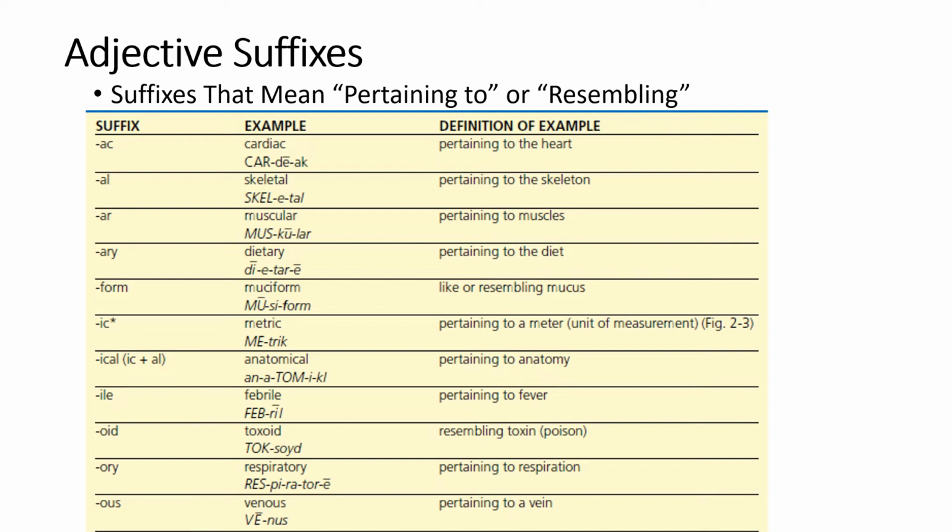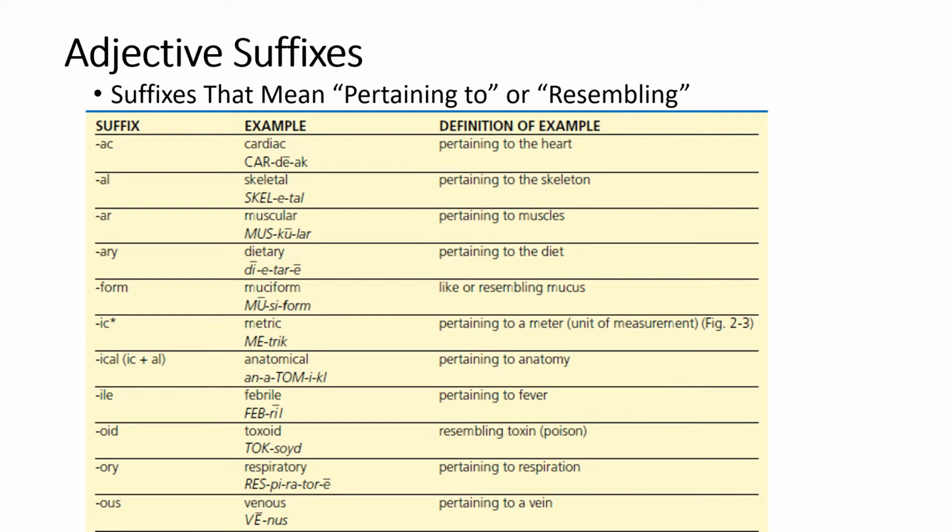The next one is form, as in musiform. Form means resembling, so musiform means like or resembling mucus. Next is ic, the example given is metric, which is pertaining to a meter.